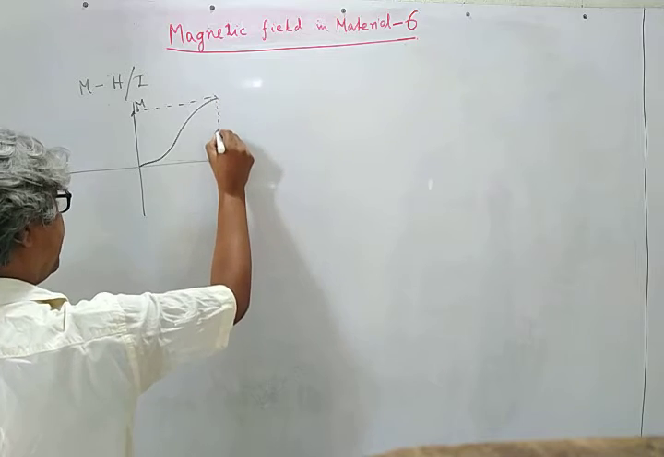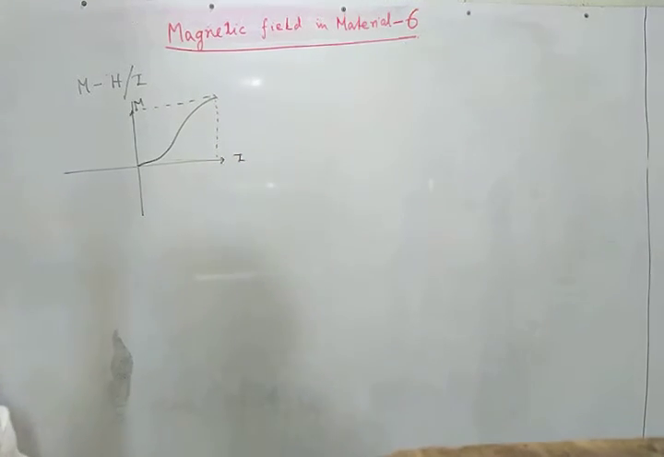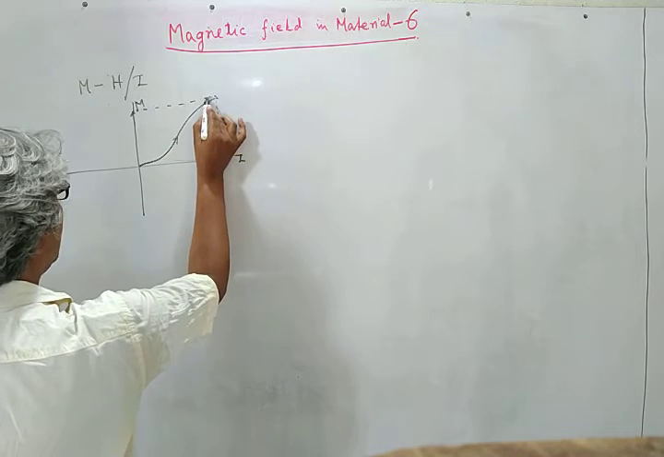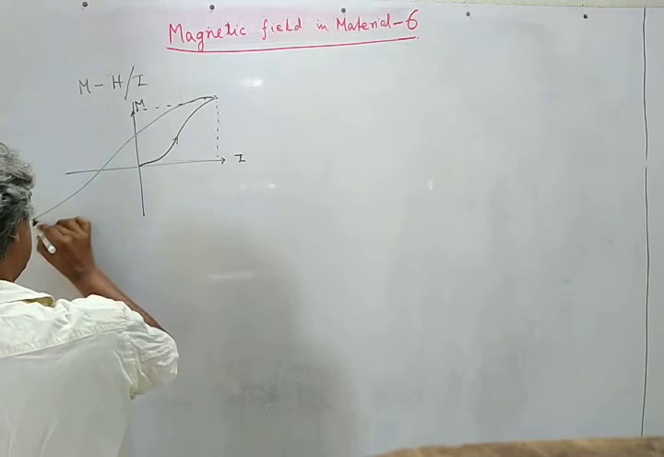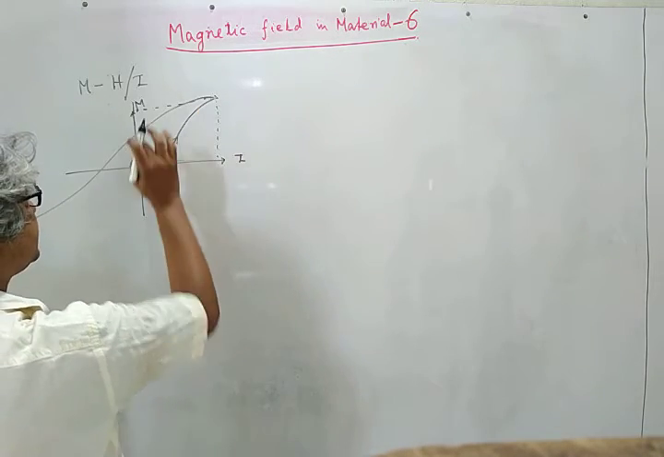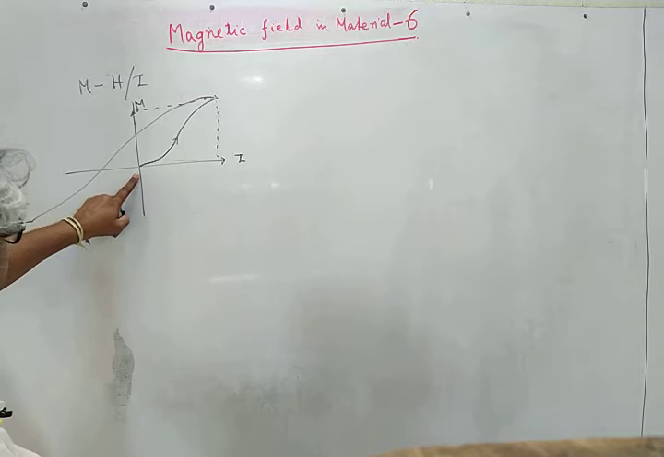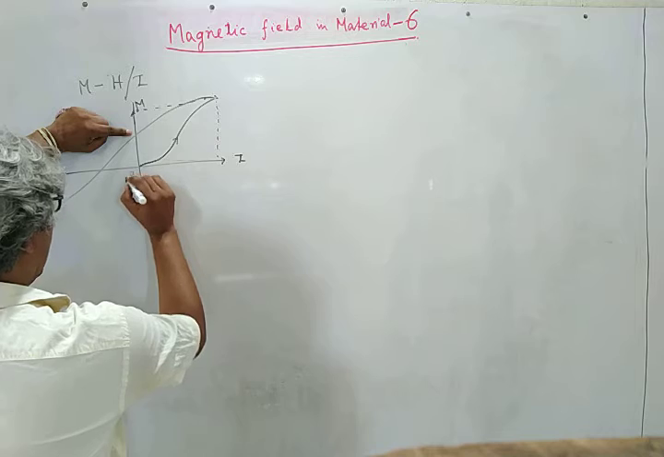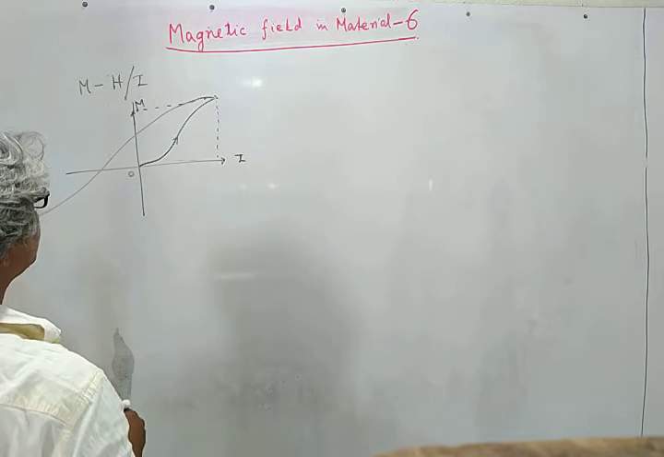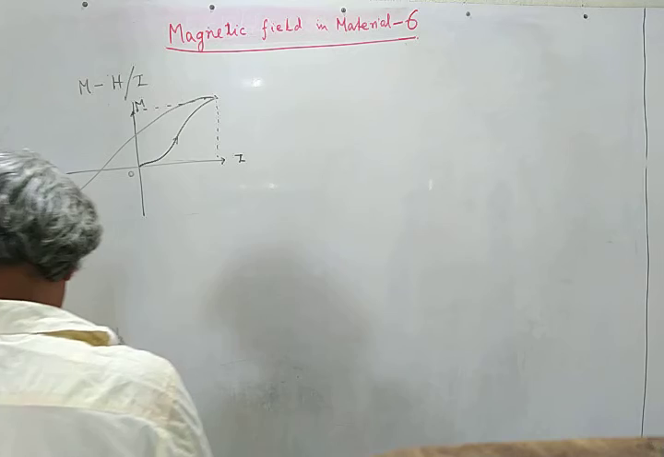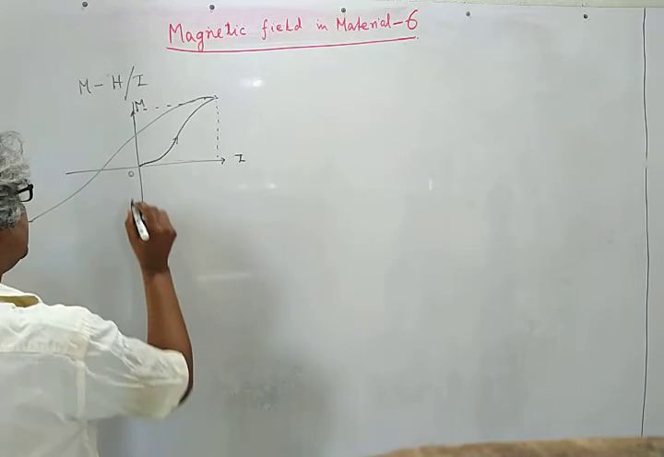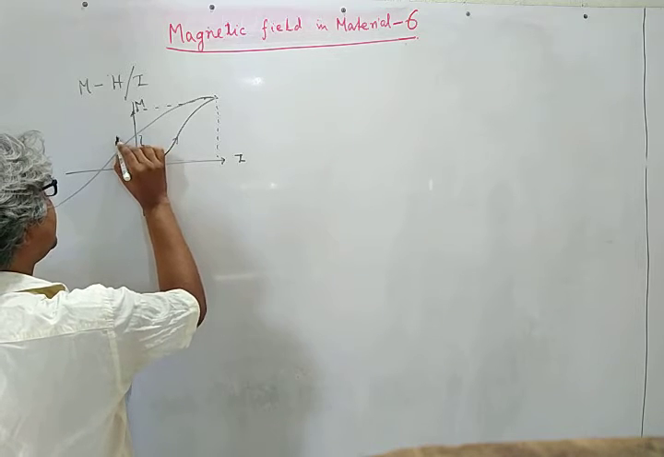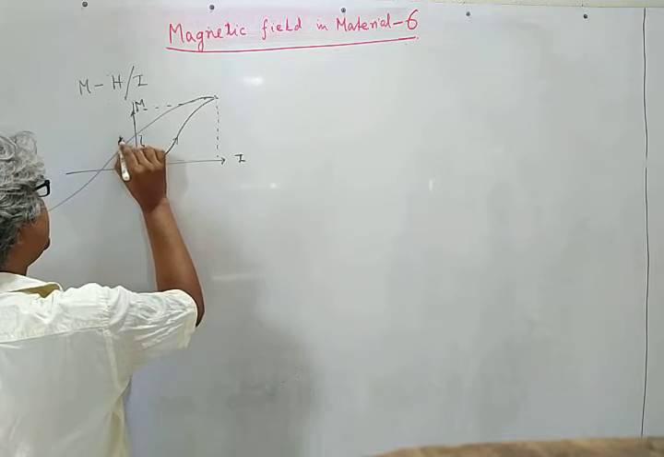So this corresponding field is known as the saturating field. If we now decrease the magnetic field, we will find the curve traces this path. When I becomes 0, that is, the current becomes 0, the magnetization does not go to 0 but has a non-zero value. This is called retentivity, and this is the retentive magnetic field. This is the retentivity.